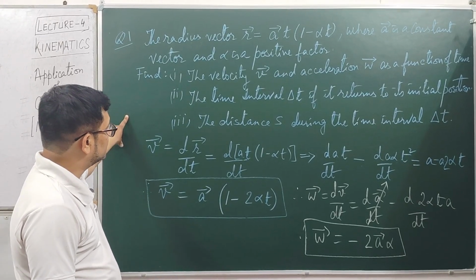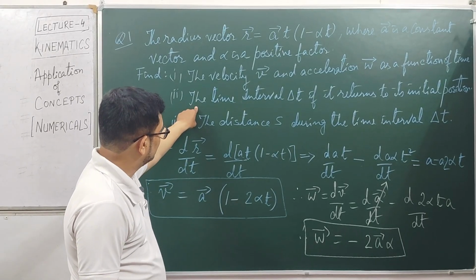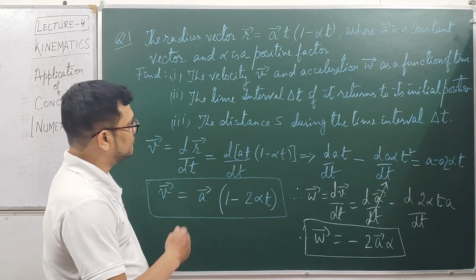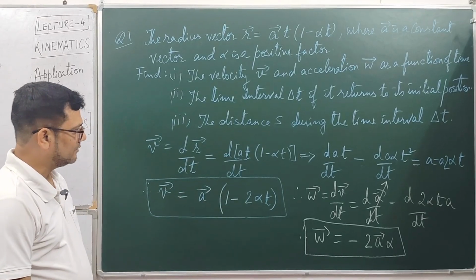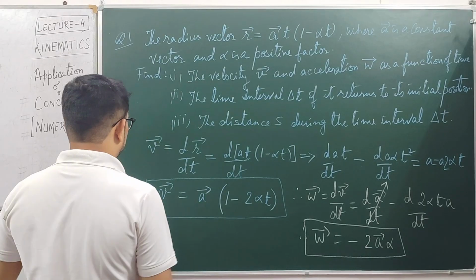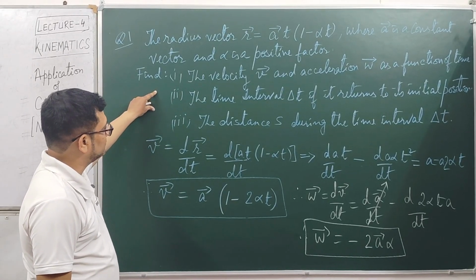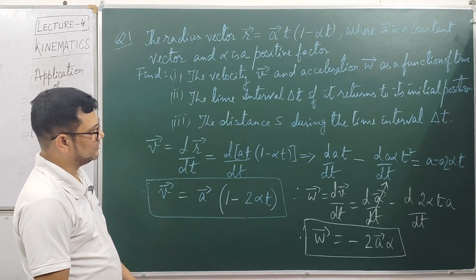And then in the last, the second part of the question says, find the time interval delta t if it returns to its initial position. So take note until here, and then we'll proceed further to the second part of the question, which is to find the time interval if it returns to the initial position.